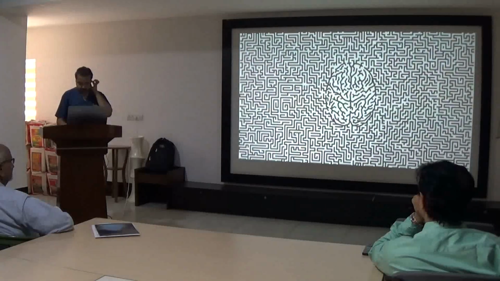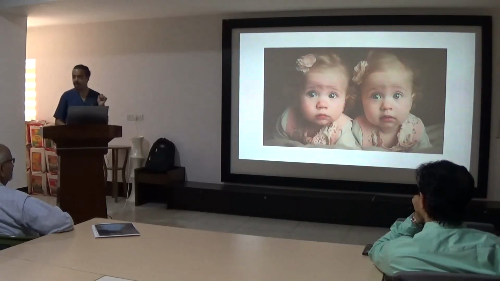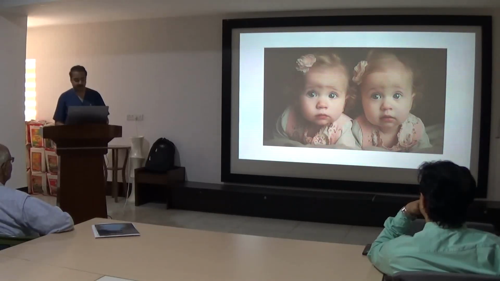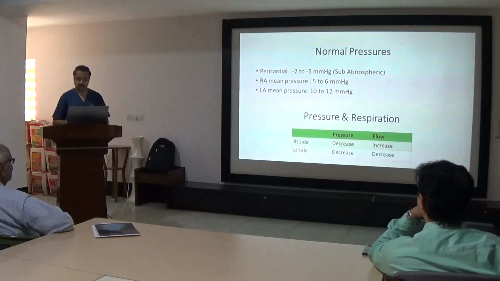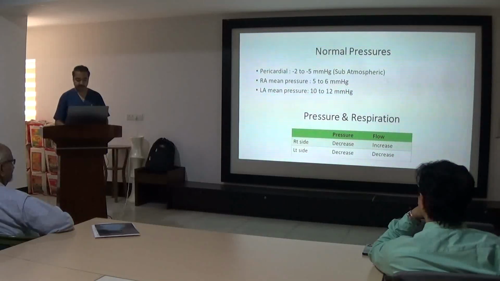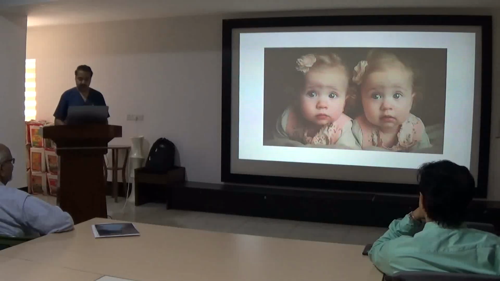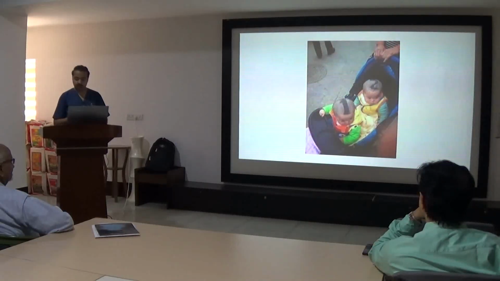So the mystery of constrictive versus restrictive pericarditis is very difficult, and both look exactly similar and nobody has labeled them 1 and 2, so we have to label it.